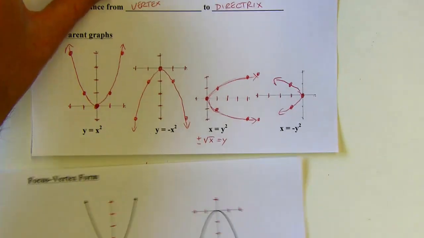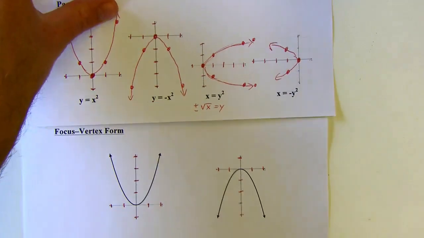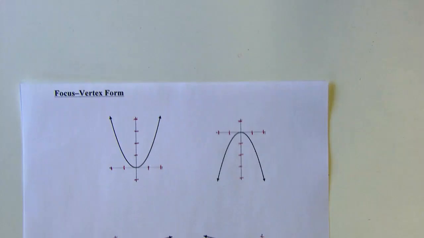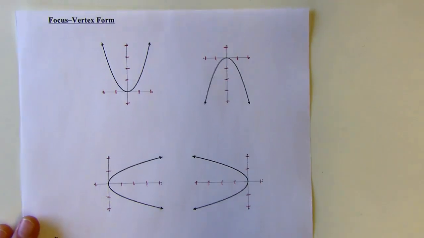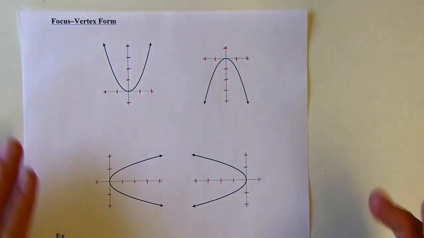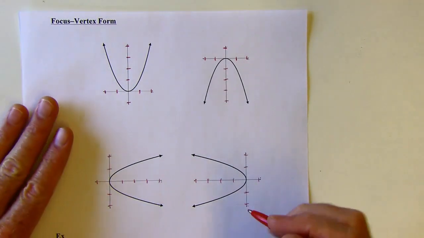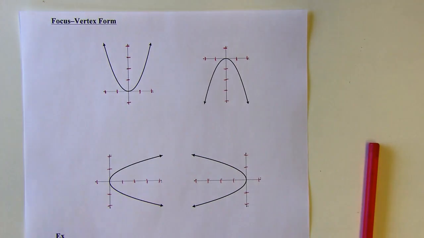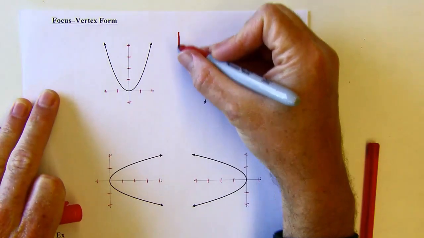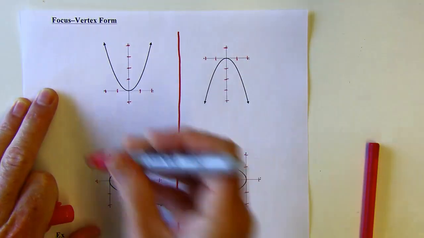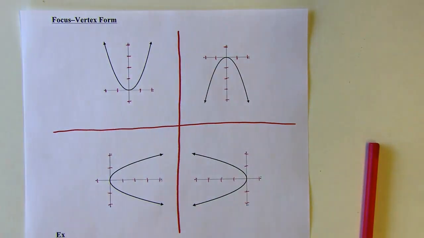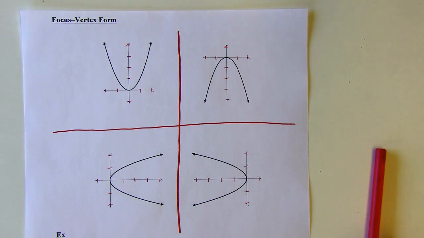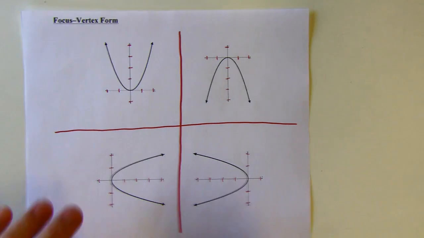Okay. So on the next page, I'm going to talk about something I call focus-vertex form. Okay. So I've got these four parabolas, which are the parent graphs that we were looking at on the previous page. So first thing I'm going to do is just divide my paper up into kind of a chart into these four different sections. Okay. All right. So focus-vertex form is a lot like vertex form. It's got one new little feature though.